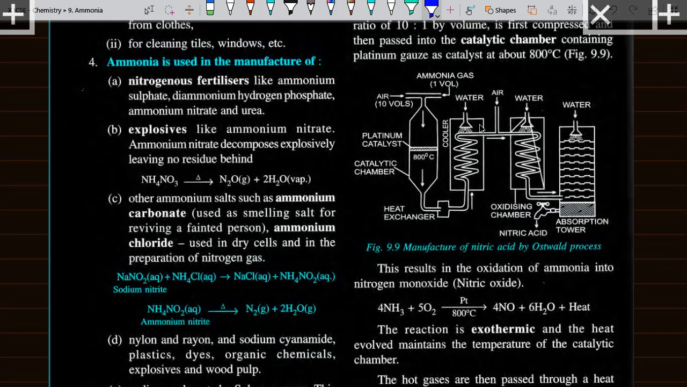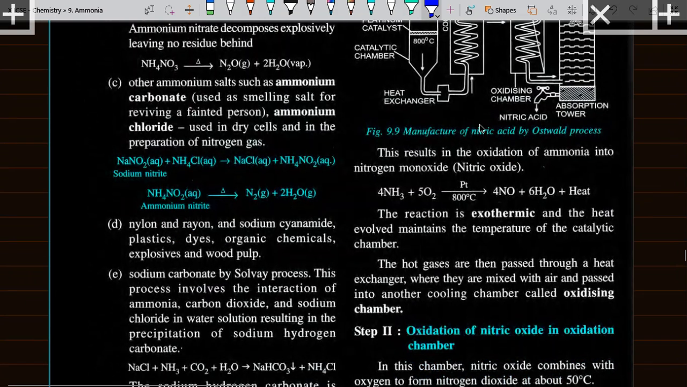Ammonia is used in the manufacture of nitrogenous fertilizers like ammonium sulfate, diammonium hydrogen phosphate, ammonium nitrate, and urea. Explosives like ammonium nitrate are made from ammonia. Ammonium nitrate decomposes explosively, leaving no residue behind. This is the Beirut explosion, ammonium nitrate. Other ammonium salts such as ammonium carbonate are used as smelling salt for reviving a fainted person.